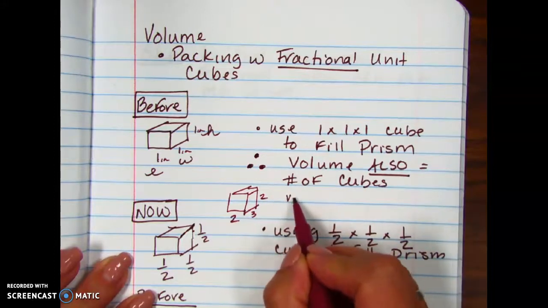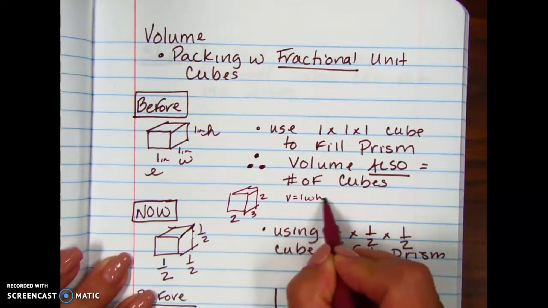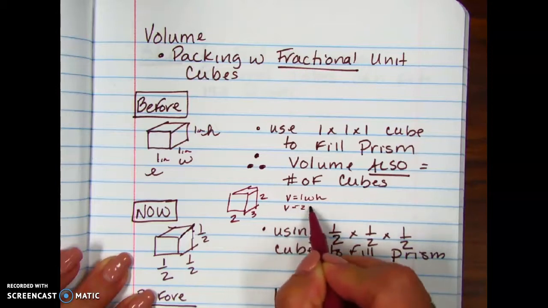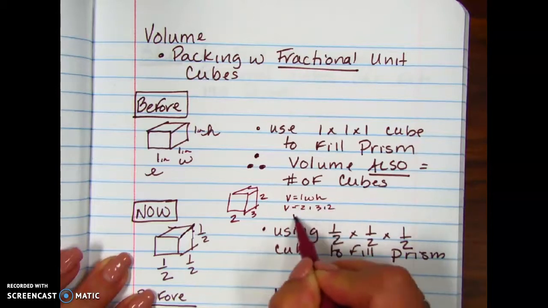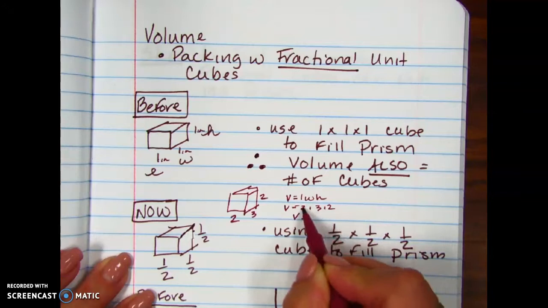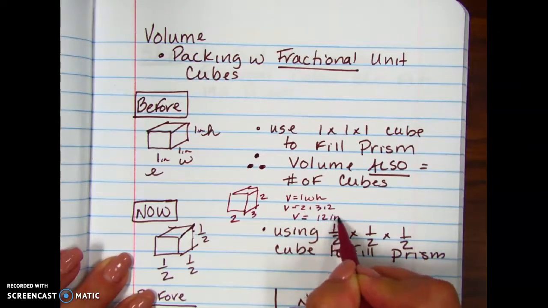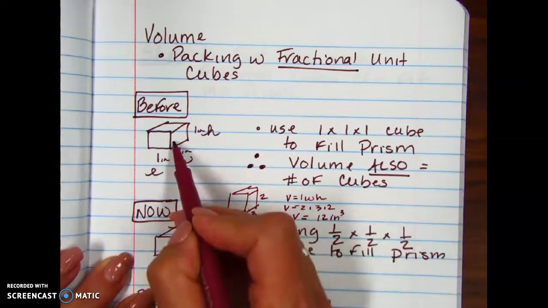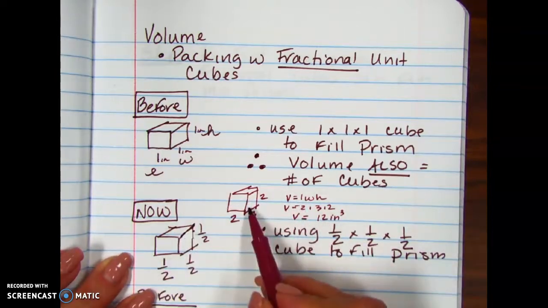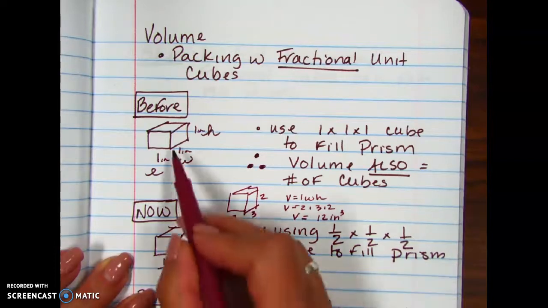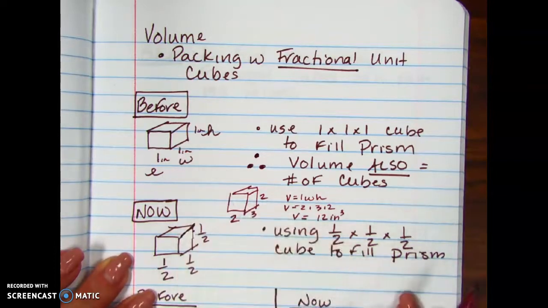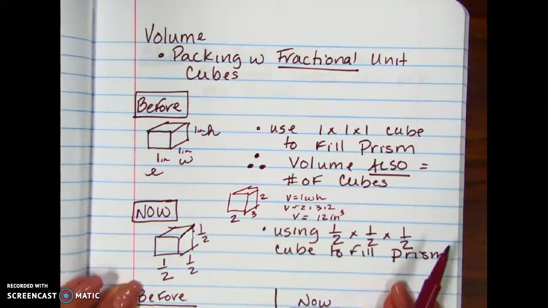I would take volume equals length times width times height. Volume equals 2 times 3 times 2. Volume equals 2 times 3 is 6, times 2 is 12 inches cubed. So 12 of these would go into this area. Of course, they're not to scale, but that's what we did before.